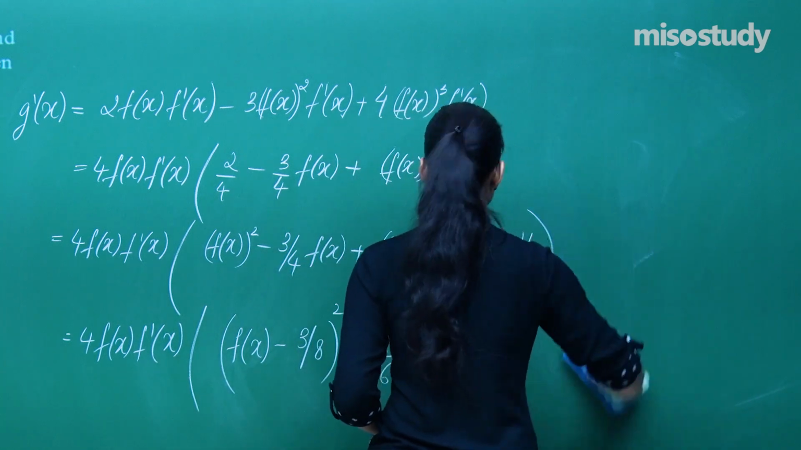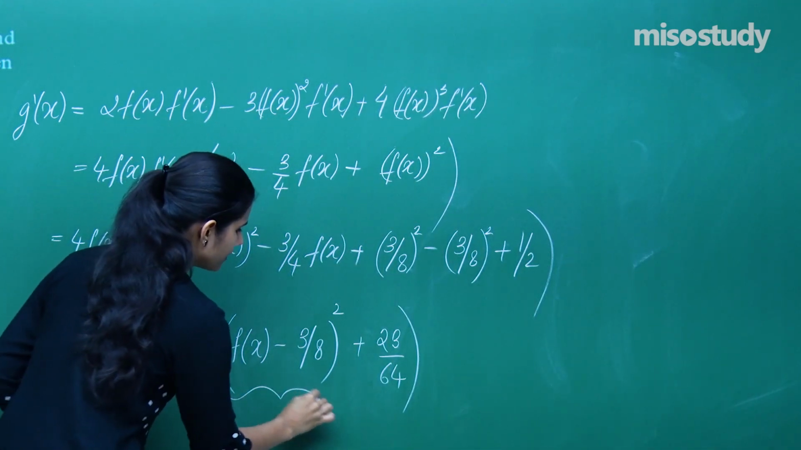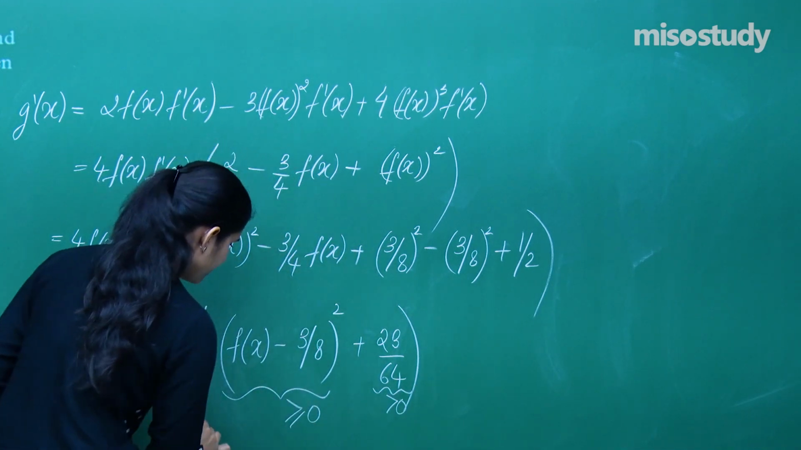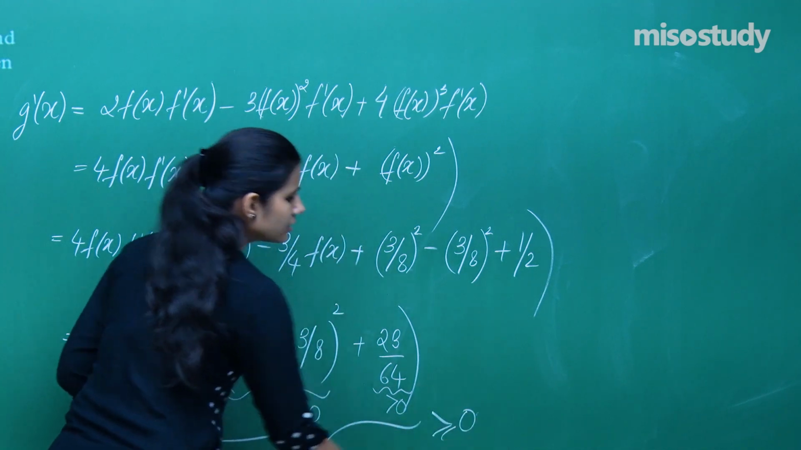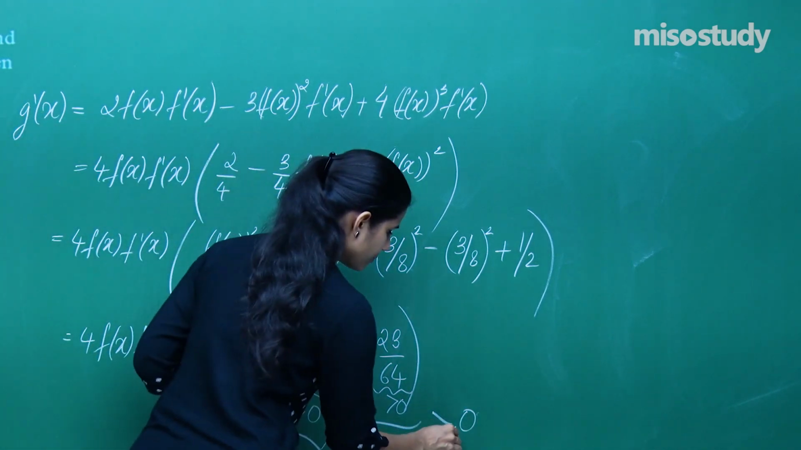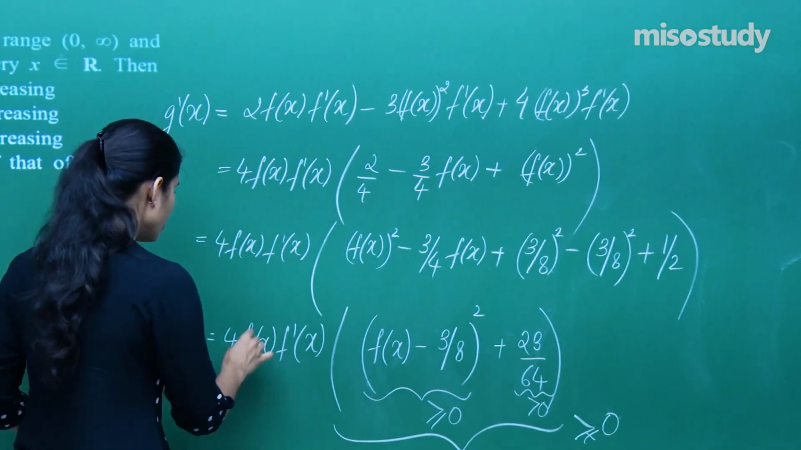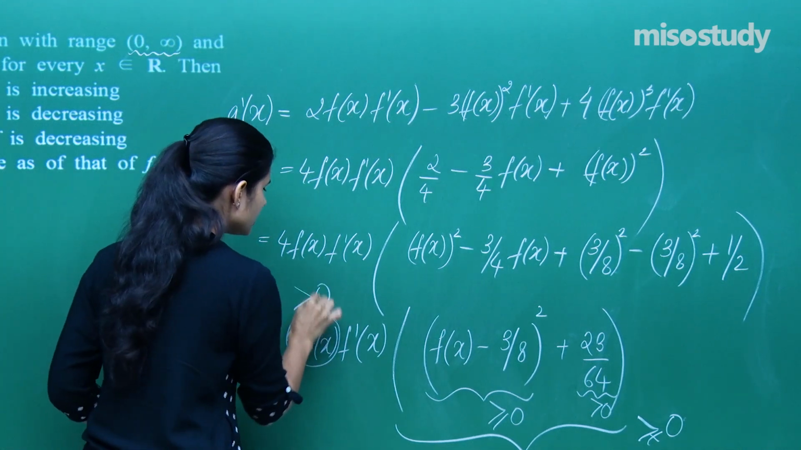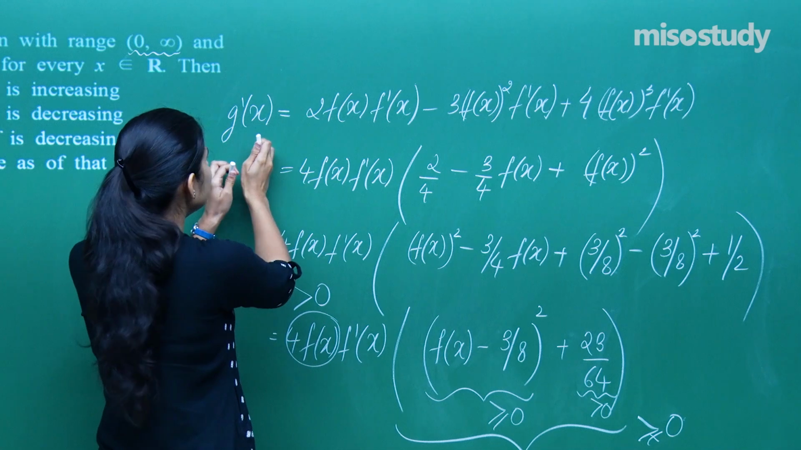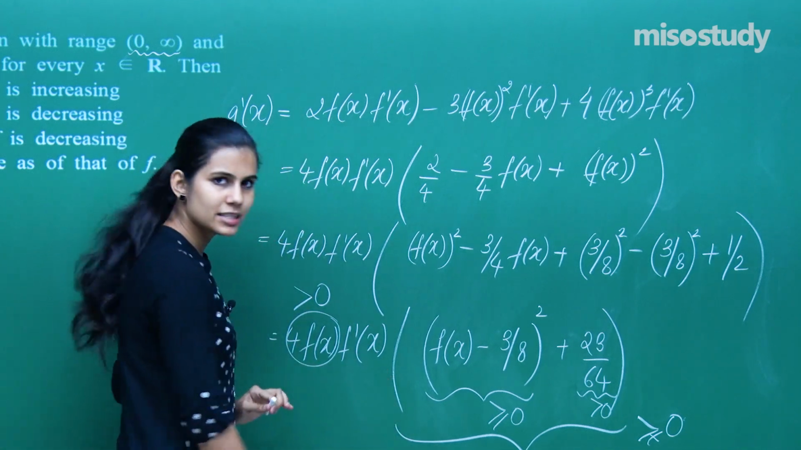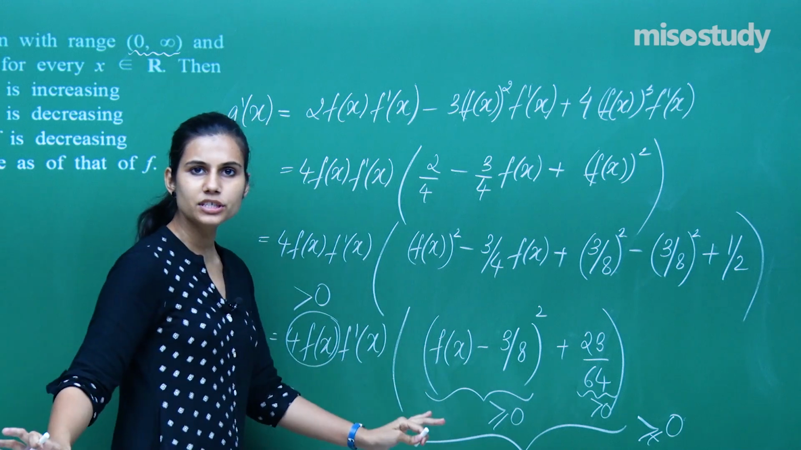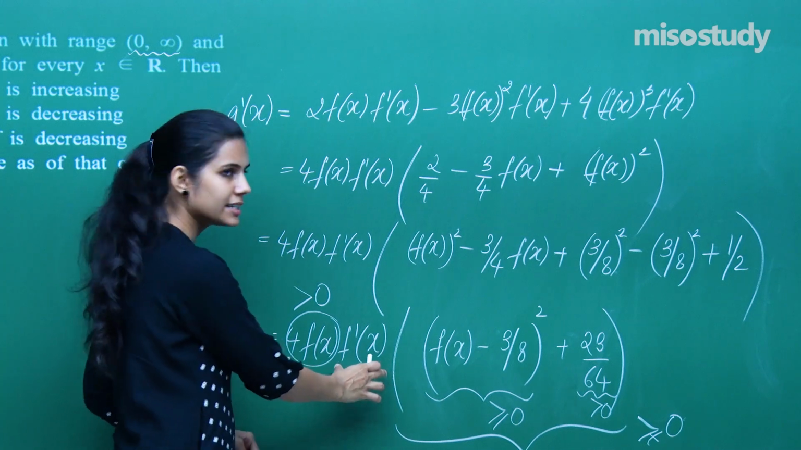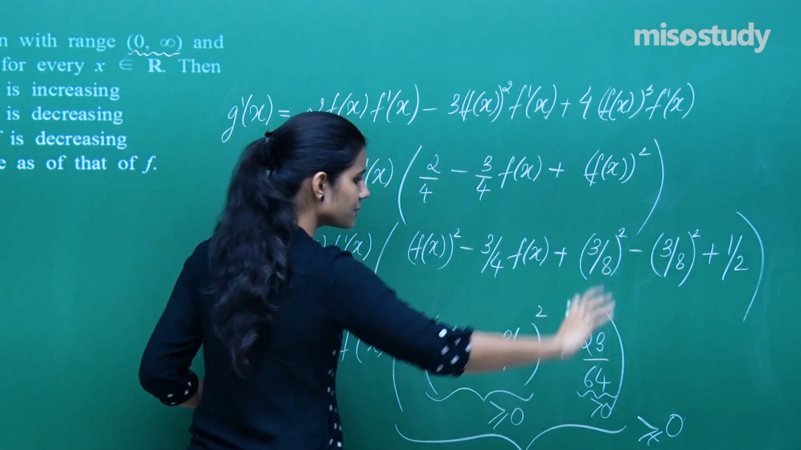Now see, try and analyze something. This is a non-negative function, always greater than or equal to 0, so this complete bracketed thing is always positive. 4f(x): f(x) is given to be positive because the range is given to be 0 to infinity, so this is positive. That means g'(x) will be positive if f'(x) is positive, because everything else is already positive. If f'(x) becomes negative, negative into positive is negative, so the entire expression will be negative.